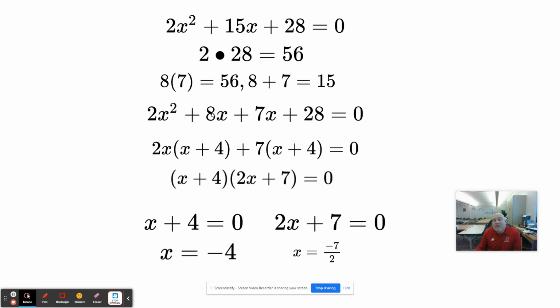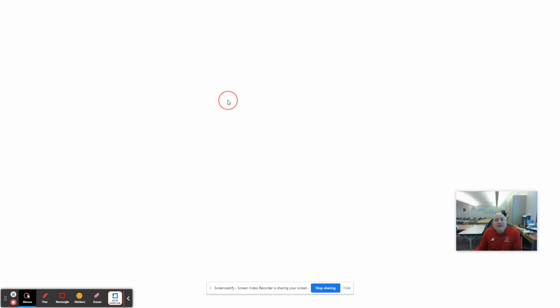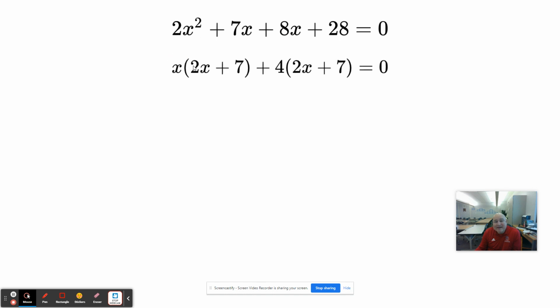Now, you may be wondering, how do I know if I put the 8x first or the 7x first? Well, I want to show you on this second slide. Here's the same problem, and I rearranged, I put the 7x and the 8x, so I can still pull out the common factor here. In this case, it would be x, leaving me with 2x plus 7, and the common factor for 8x and 28 being 4, also giving me 2x plus 7, and then the rest will be exactly the same. So that's our review of how to solve by factoring.